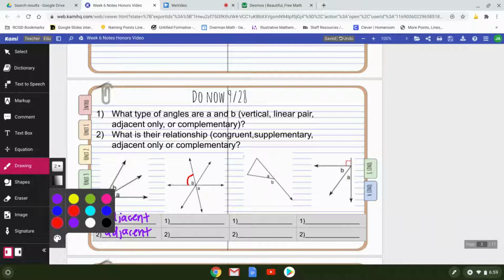On these two angles, A and B, those are two angles that are across from each other. They share a vertex, but they don't share a side. So we call these vertical angles. Vertical angles are always going to be congruent.